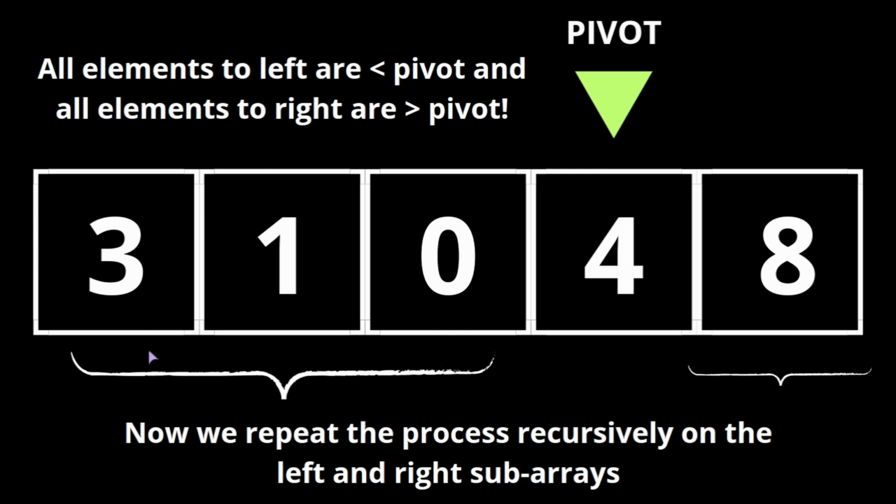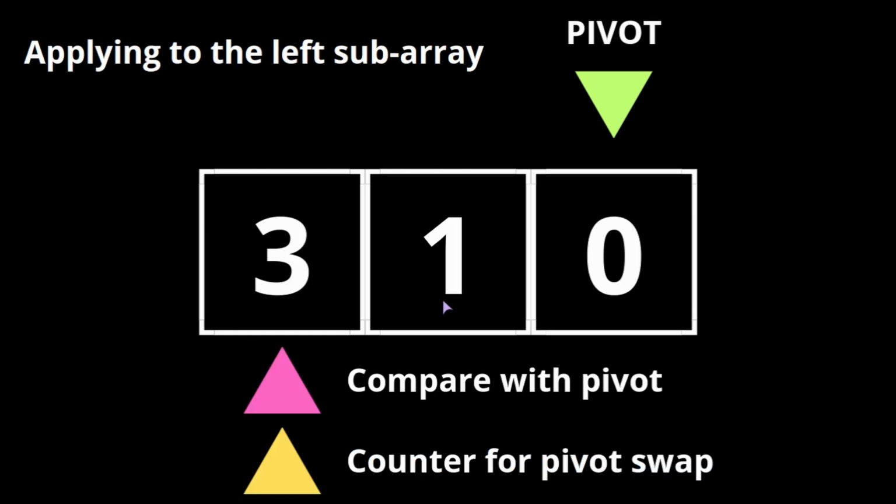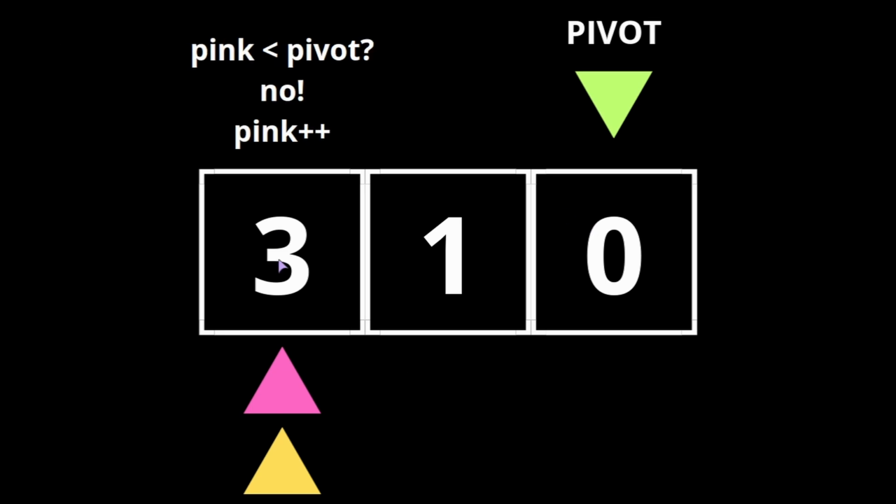So in order to do so, let's do this partitioning algorithm on the subarray 3, 1, 0 on the left. Now 0 will become the new pivot, as it is the last element of the subarray. We compare 3 with 0. Is 3 less than 0? No, so we just increment the pink pointer.